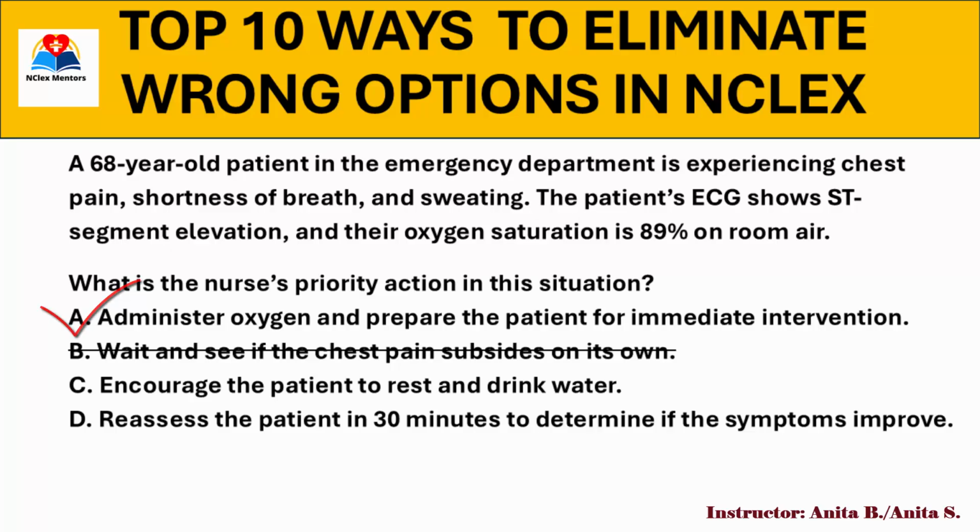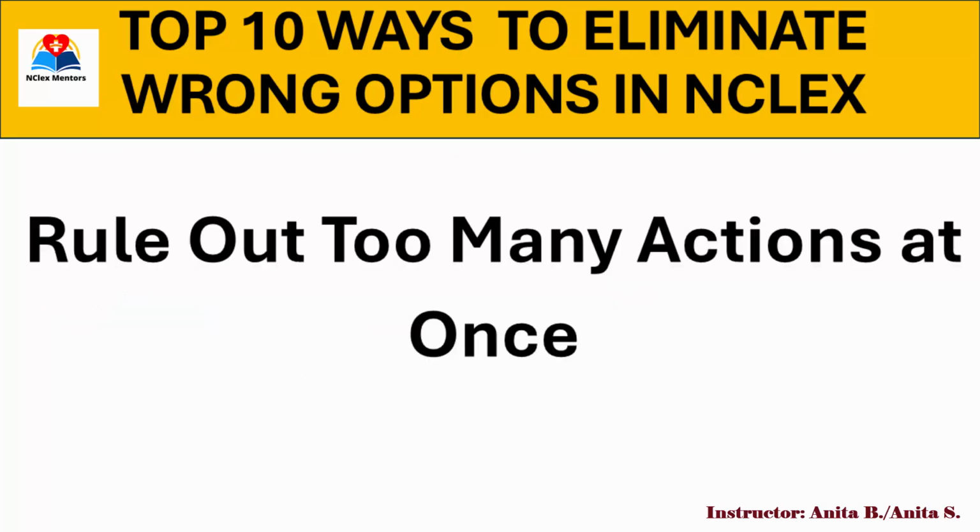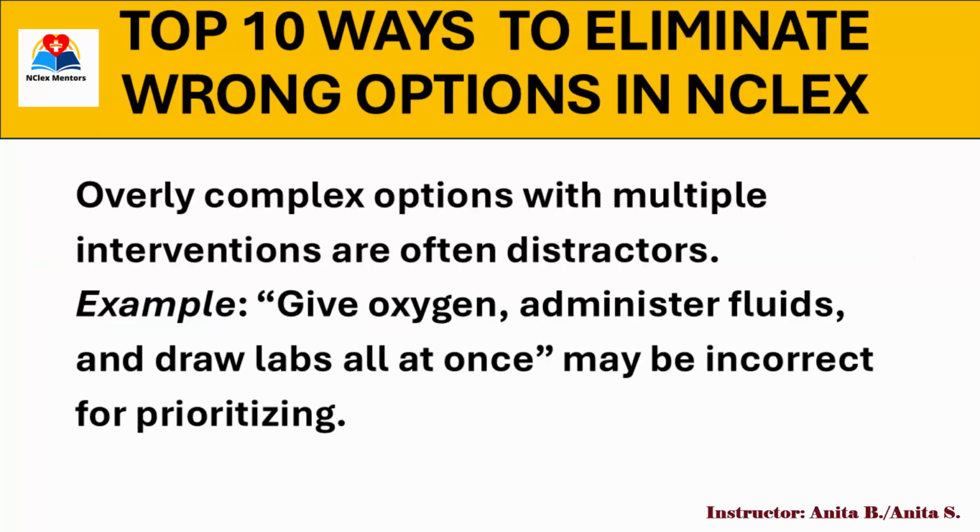Let's see another important strategy. Rule out too many actions at once. Overly complex options with multiple interventions are often distractors. For example, oxygen, administer fluids, and draw labs all at once may be incorrect for prioritizing.